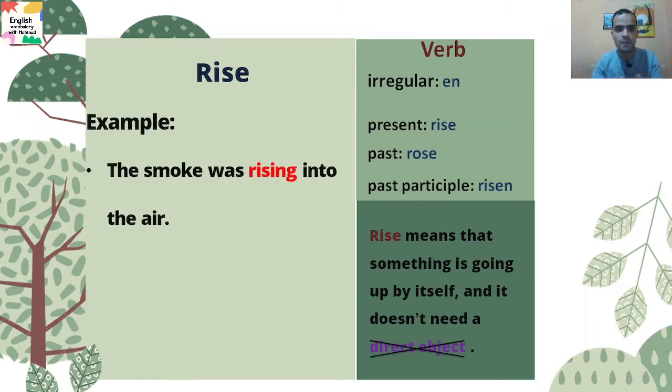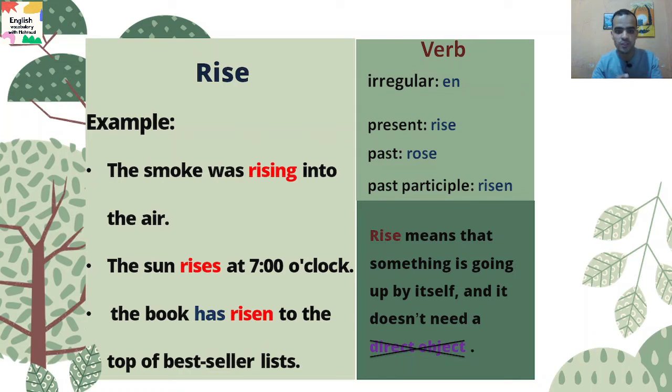The first example, the smoke was rising into the air. The smoke is rising by itself. No one raises it. If we say the smoke was raising into the air, it's completely wrong in English. The second, the sun rises at 7 o'clock. Again, it's a general truth. The sun rises by itself, in the morning, and this is in the present form.